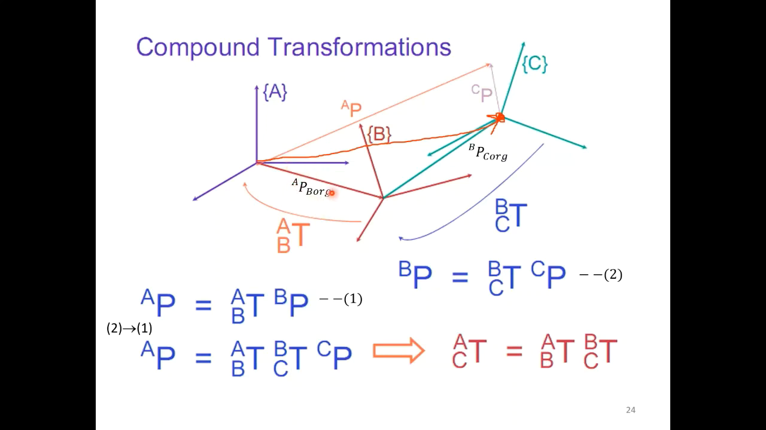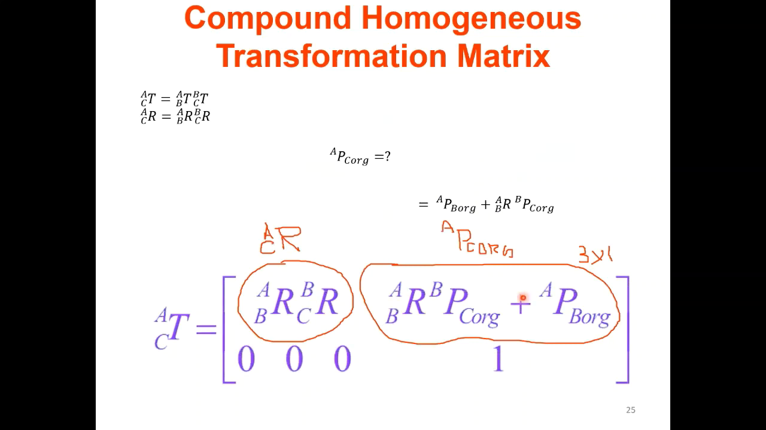So this A P_BORG part belongs to A, or is referred to A, so you don't have to change it. But this one is not referred to A, so you have to change this description from B to A. How do you do that? You multiply this by the rotation matrix of what? A_B R. That's right. That is the rotation matrix of B with respect to A.